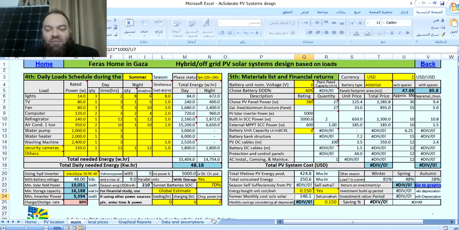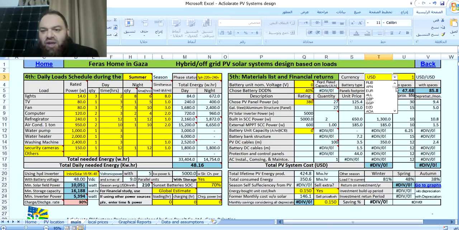Hello back everybody. This is the second part of our presentation about the design of a residential PV solar system. We have completed the fourth step in the last presentation, and now we will continue with the fifth step, which is the material list and financial returns. The first thing that we need to fill here is the currency, and we are using US dollars.